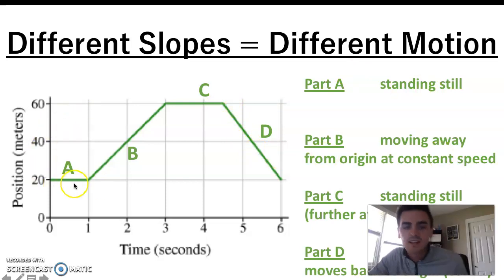Part A is just standing still. Part B shows they're moving away at a constant speed. We know that because it's a nice straight line. Part C, they're standing still, but they're just further away from the mailbox. And Part D, they turn around and move with a constant motion back towards the mailbox.